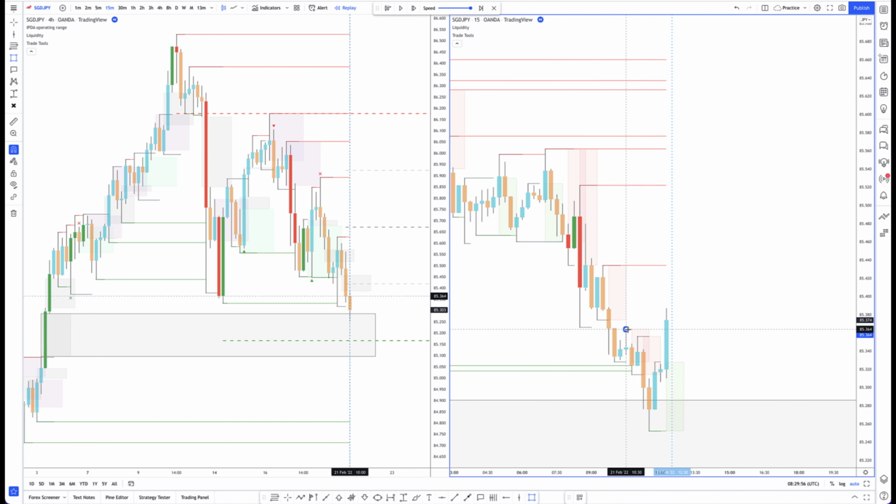So there's nothing unmitigated left here. This order block is mitigated here. This is an unmitigated rejection block. So let's see what happens here from the next candle.